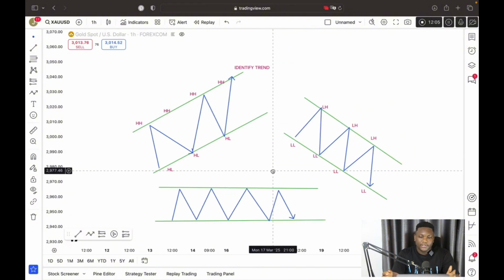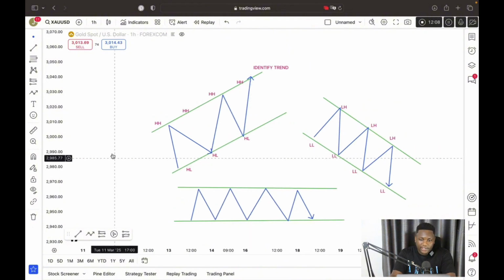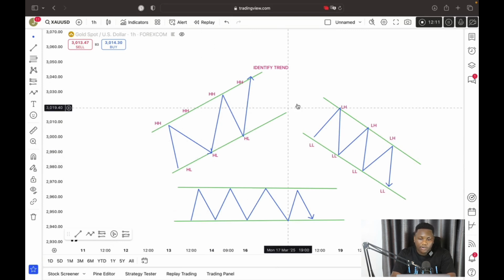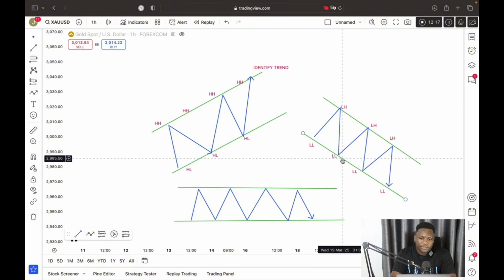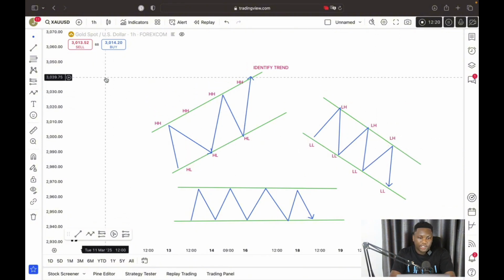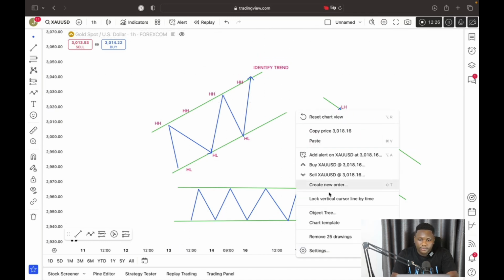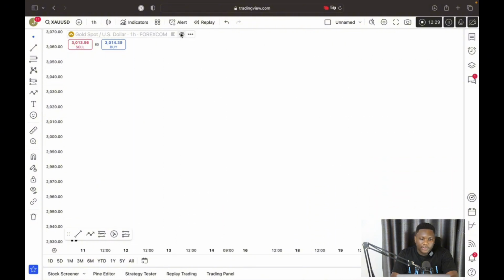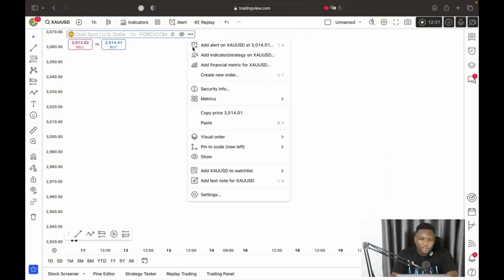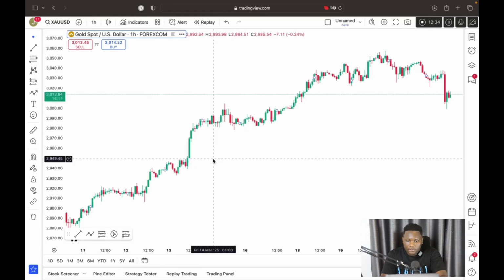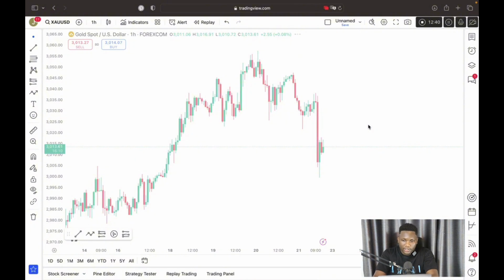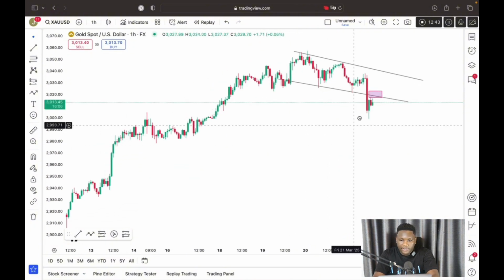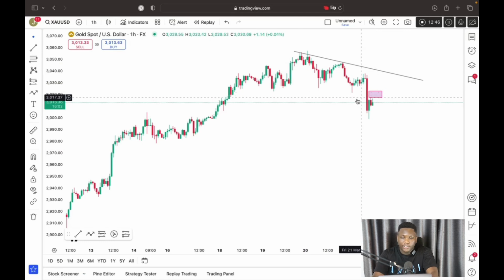So let's go and check out XAUUSD. Hope you have understood. We have identified our trend. So let's go check out the market and see. Okay, let's remove this. So we have gold. I'm going to check out gold. As you can see here, we have gold.